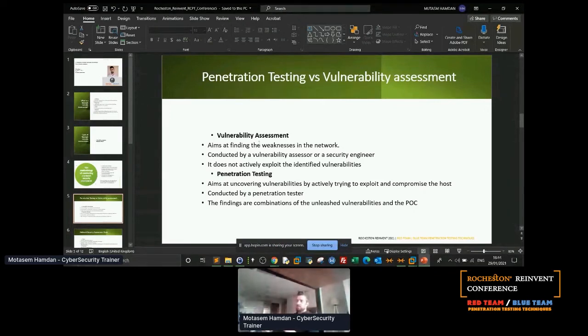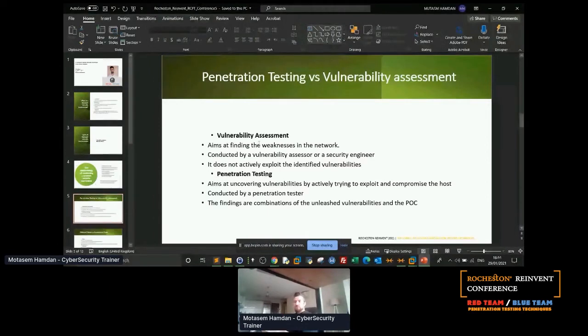But you provide the proof of concept, and this proof of concept has the probability of 100%, right, to compromise the target. Now, the actors. Basically, vulnerability assessment is conducted most of the time by a vulnerability assessor or a security engineer. And this is totally different from a pen tester. A pen tester works on the offensive side.